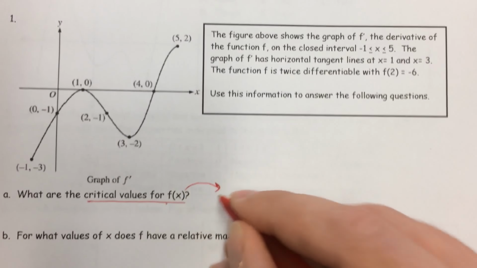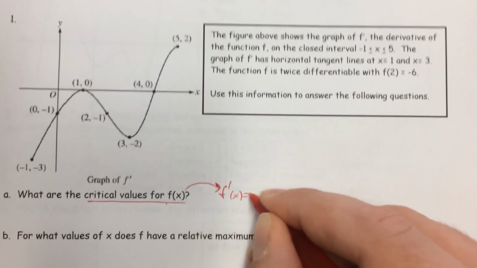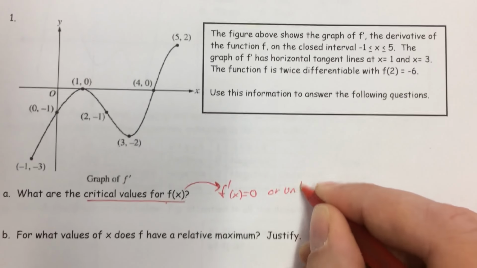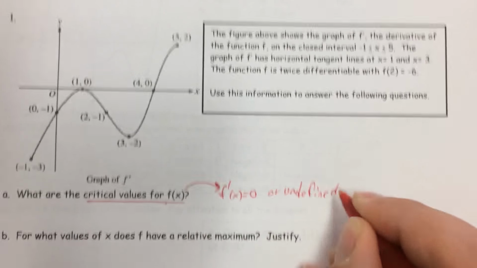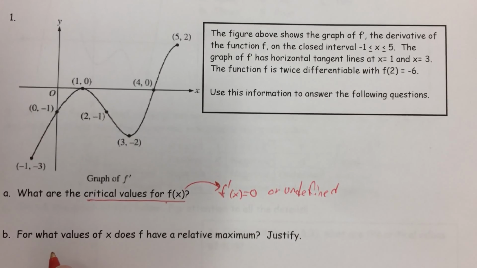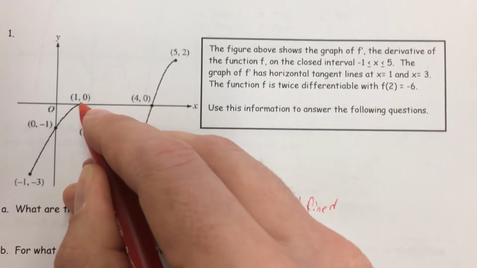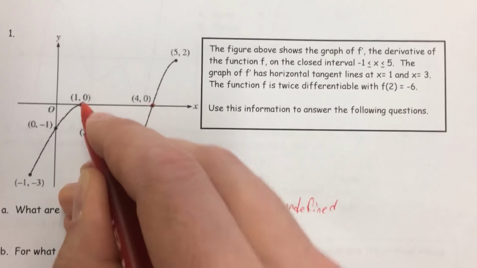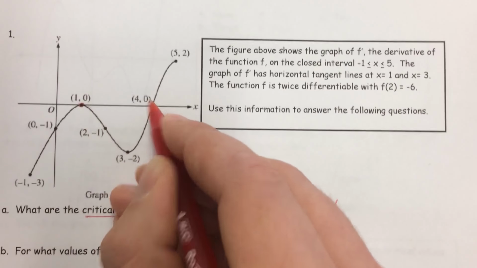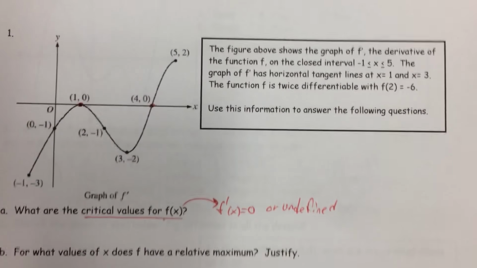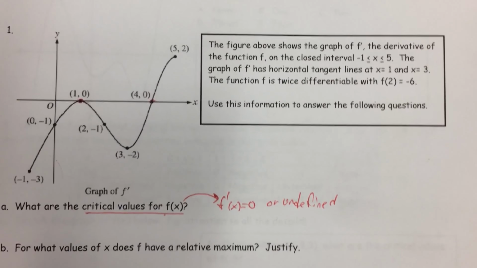The critical values of f of x are when f prime of x is equal to 0 or undefined. So all we're looking for is where f prime of x is 0 or undefined. Here's our graph of f prime of x. Boom. This is where f prime of x is equal to 0. At x equals 1 and x equals 4, because f prime of x equals 0.